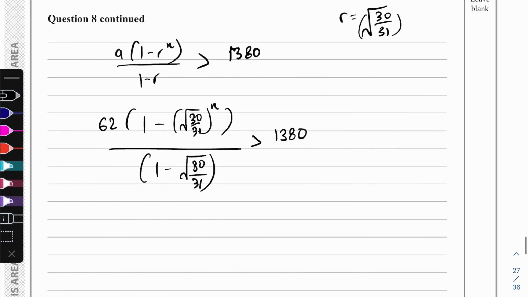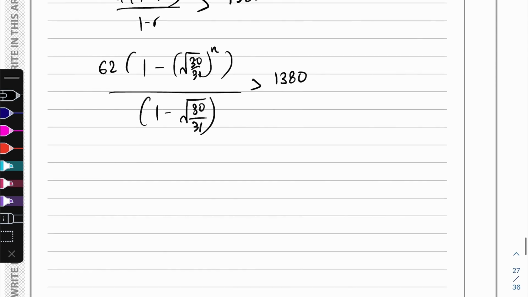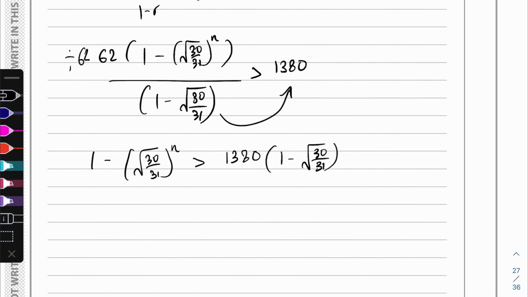So now we have to find n, right? So now let's move this into the other side, and let's say we divide by 62 as well. So what happens? We get 1 minus root 30 over 31 to the power n equals 1380, 1 minus r, which is 30 over 31, all over 62.